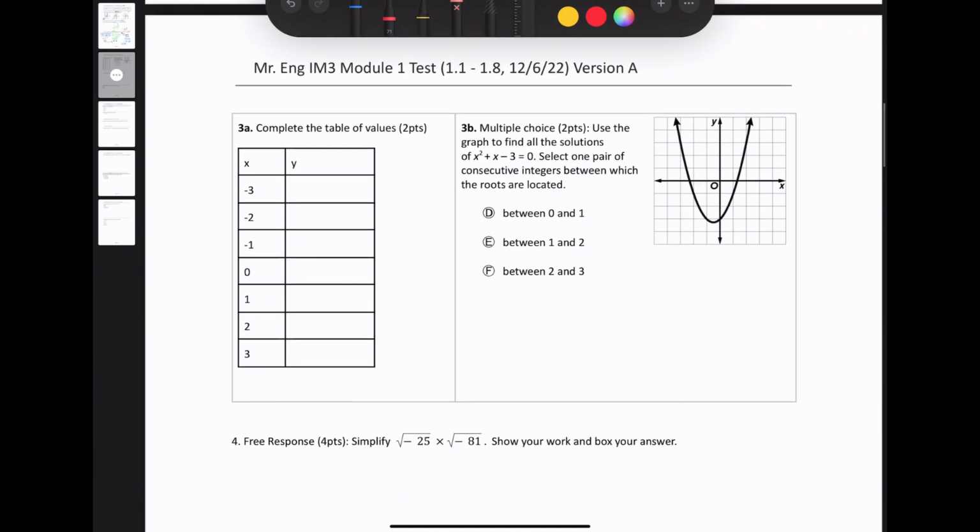Question number 3, complete the table of values for this problem here. And you can just evaluate. I'll just do it one time, and then you can use Desmos. -3 squared plus -3 minus 3. So that'd be 9 minus 3 minus 3. So that would give us 3. So when I put in -3, my output is 3.